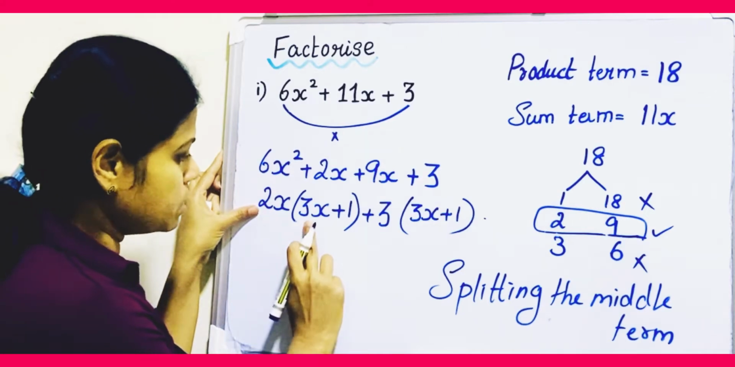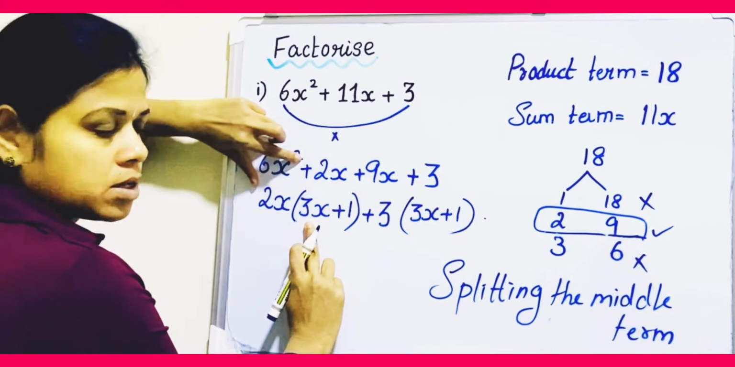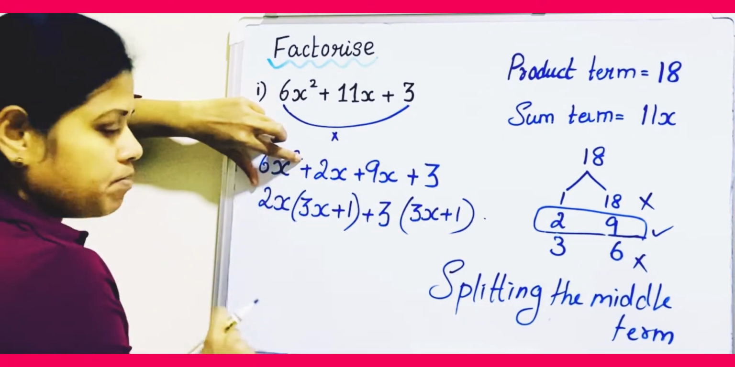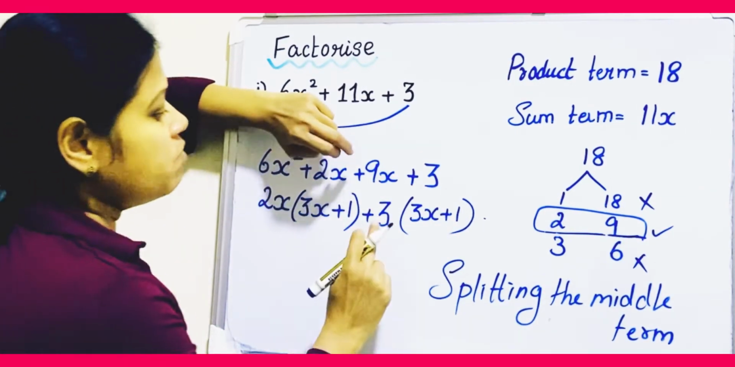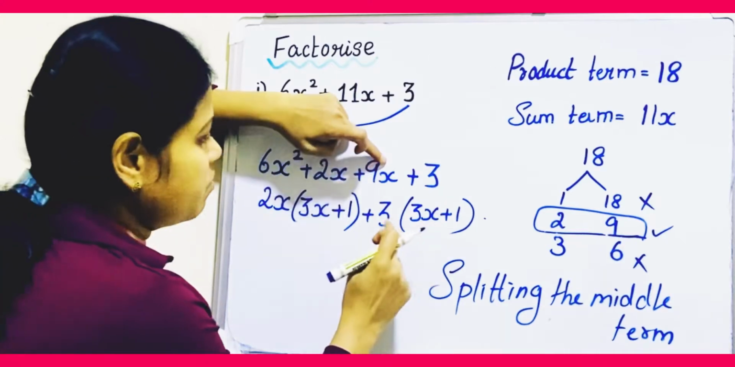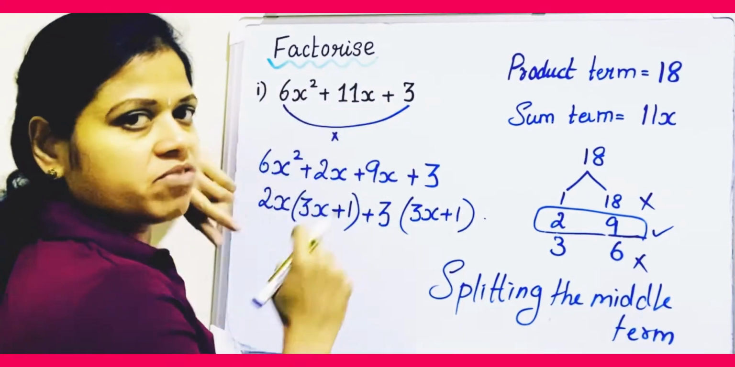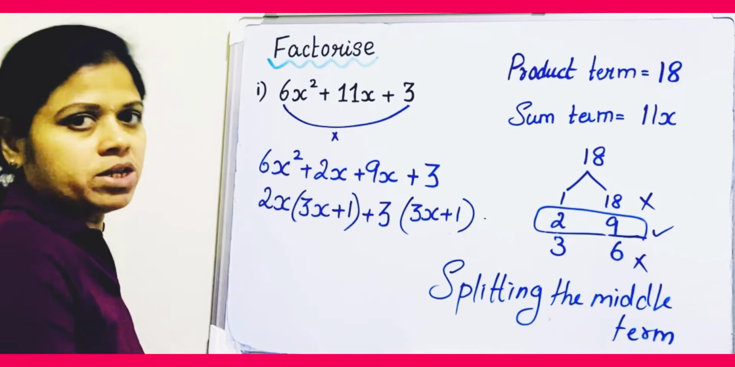See, if you multiply these two, it's your first term. 2x into 3x, 6x square. Then if you multiply these two, it's your second term. Then if you multiply these two, it's your third term. If you multiply these two, it's your fourth term. If it is correct, then you can move on to the next step.